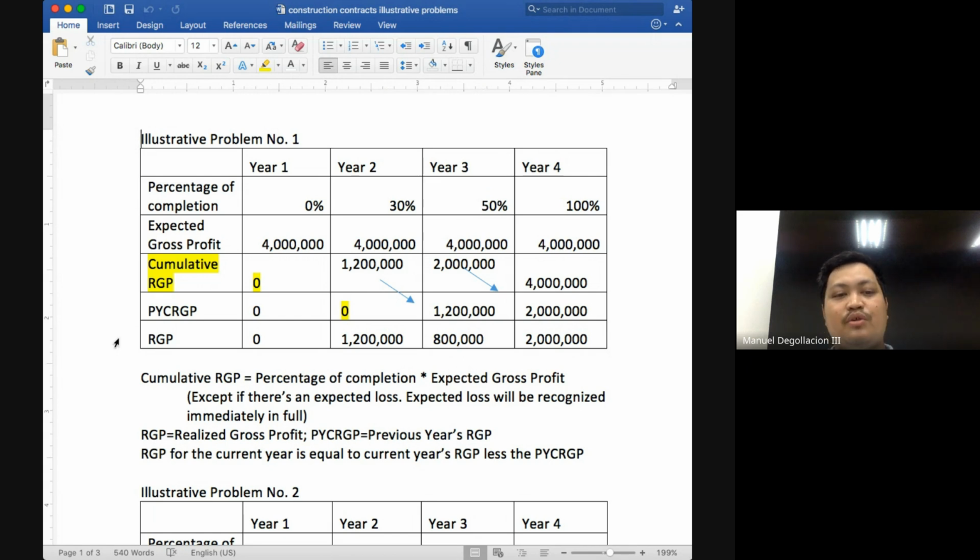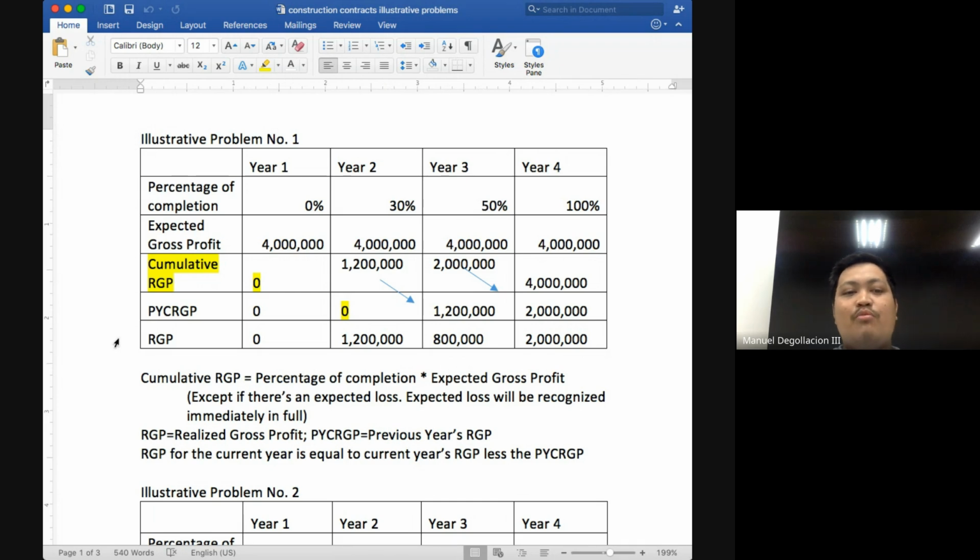What do you do to arrive at your RGP? Starting from your cumulative RGP, you deduct the previous year's cumulative RGP. But how much have we recognized in the previous year? It was 0. So 1,200,000 minus 0, your RGP for year 2 would be 1,200,000. But again, do I want you to think that it will just be the same for year 2? No, this is just the case here because the RGP last year was 0.